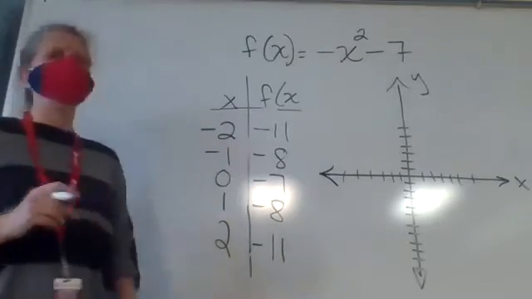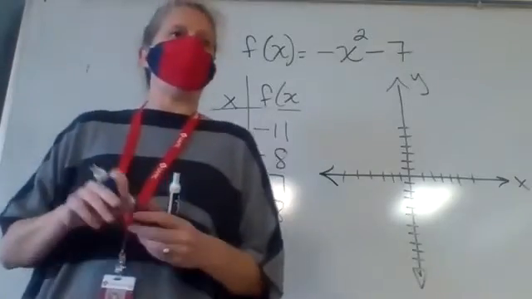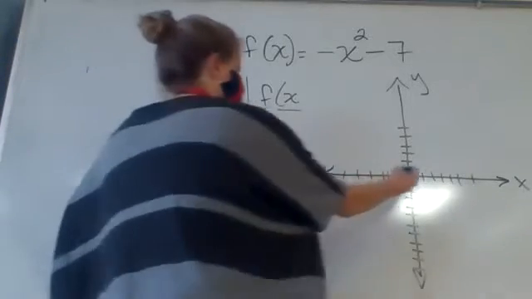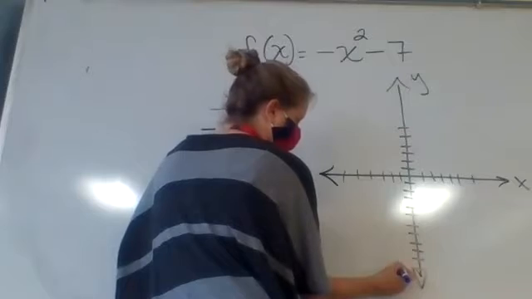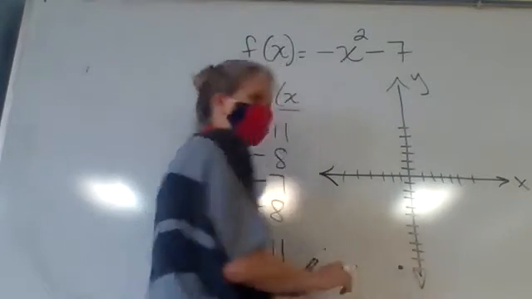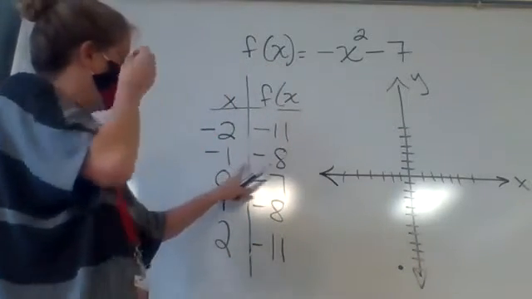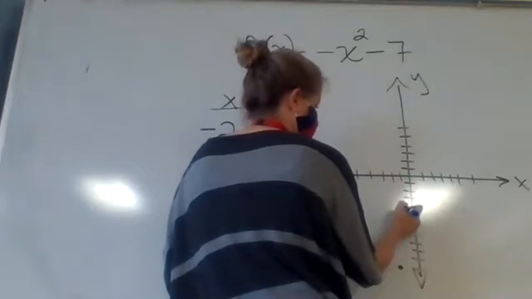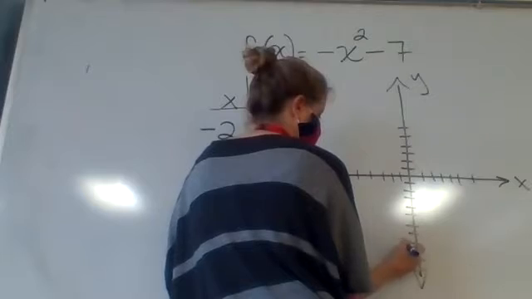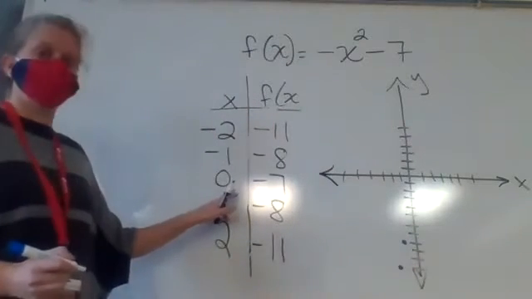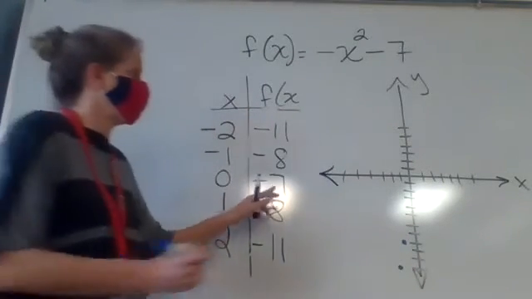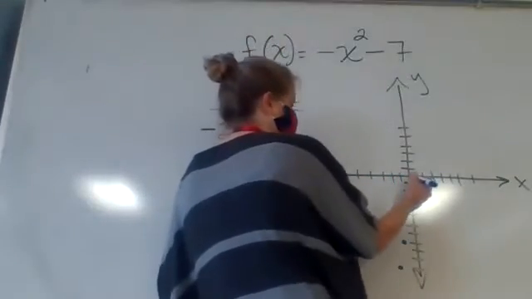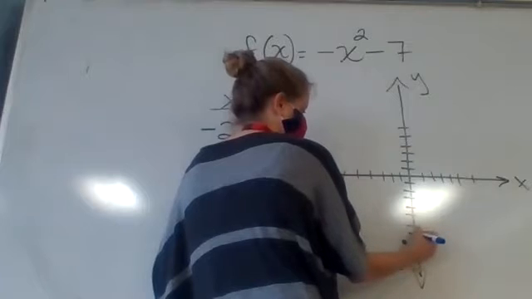So let's see, negative 2, negative 11. Where's that point going to go? The x is negative 2, so I'll go left, down. Left 2, down 11. Left 1, down 8. Left 1, down 1, 2. 0, negative 7. So my 0 for the x tells me not to go left or right at all. I'm just going to go straight down 7. 1, 2, 3, 4, 5, 6, 7.